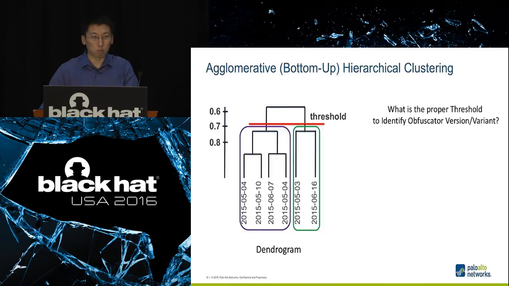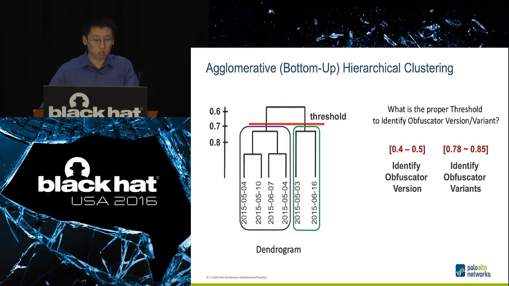We pre-select 50 pairs of samples and mark whether they come from the same obfuscator version or variant. Then we run our algorithm on all of the samples we have collected, including the marked ones. We build a dendrogram. Then we just adjust the threshold to find the best place that clusters the marked samples into the correct clusters.